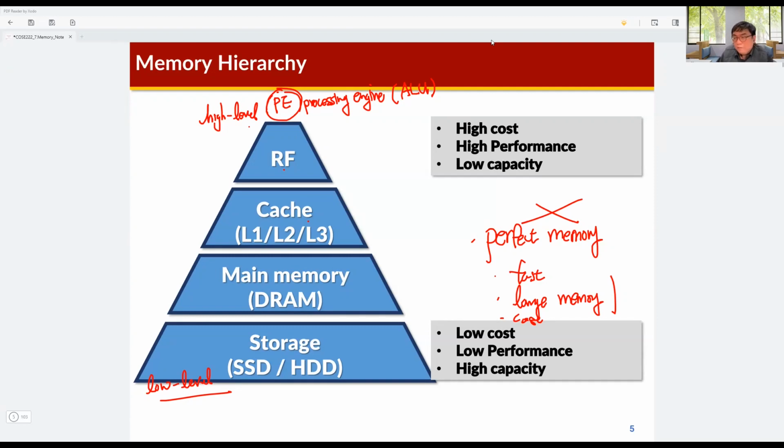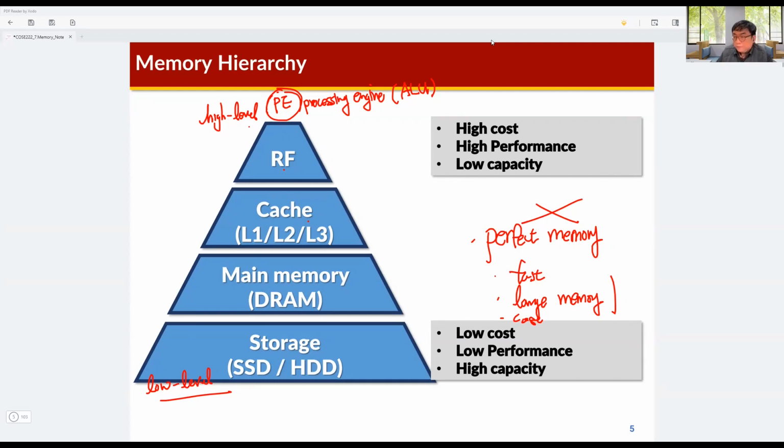If the memory performance is very high, that means it's a fast memory, then the cost is high, and also the density is low. So that means that with this high performance memory, we cannot make large memory, okay? Because it's fast, but the size of the memory is small.